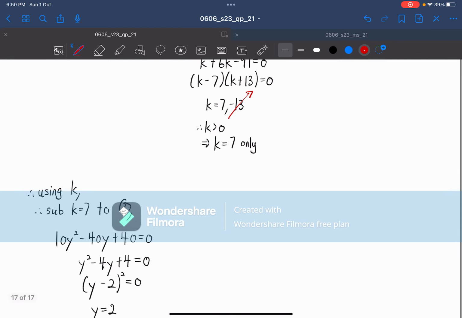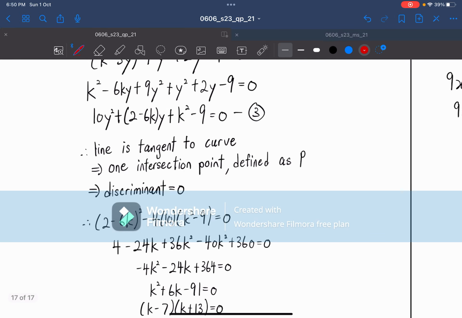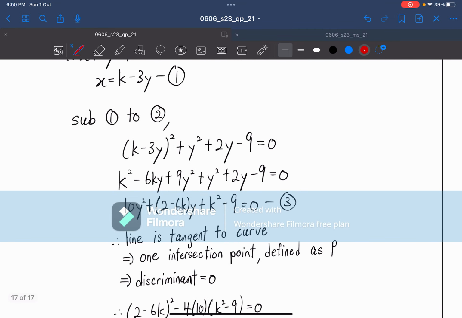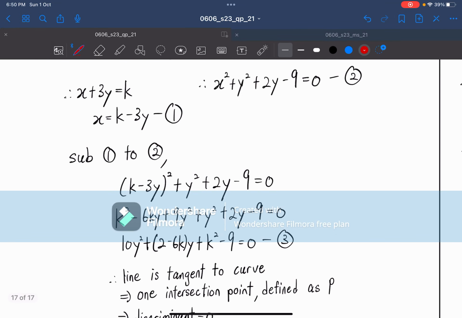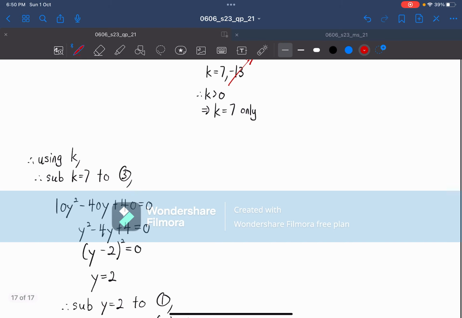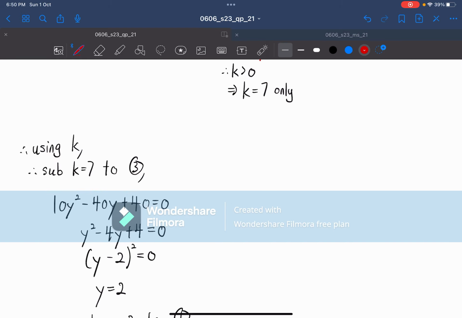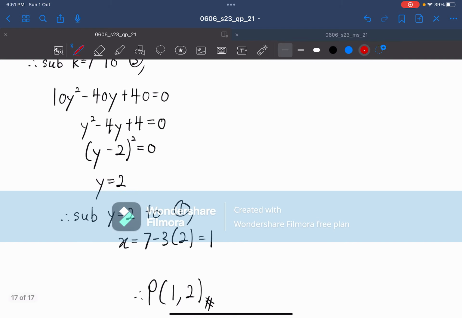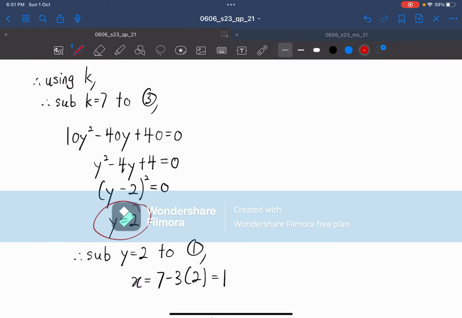So using k, we substitute k into equation 3, because 3 is the equation when we substitute both 1 and 2 inside of each other to find the intersection point. So we can just immediately use k and substitute into equation 3. And so simplify it, you get this quadratic. Simplify it, factorize it further, you get y minus 2 squared. So the repeated root, y equals 2, is the only point.